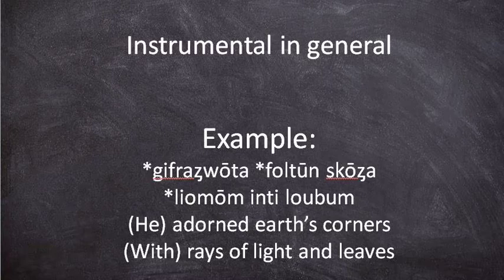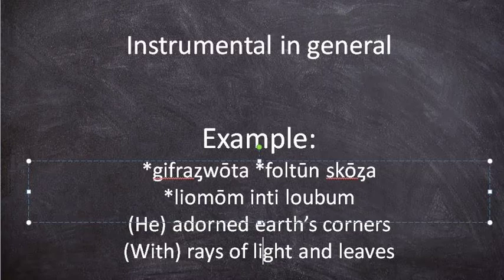A fourth example, we have gefraswota, fortun scosa leumum inte lobum. All right, so he adorned earth's corners, in brackets with or through the means of, through rays of light and leaves and whatnot. You could put almost any preposition there just to articulate the idea that this is something being used, how to do something, right? This could be translated as with radiances, if you will. That's bad English, but moving on.